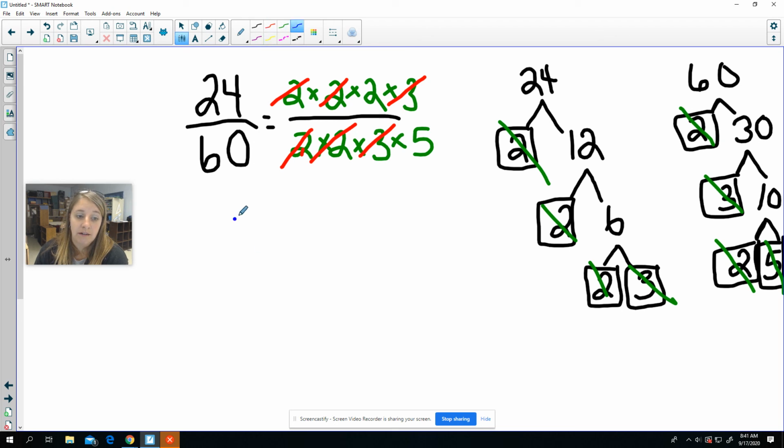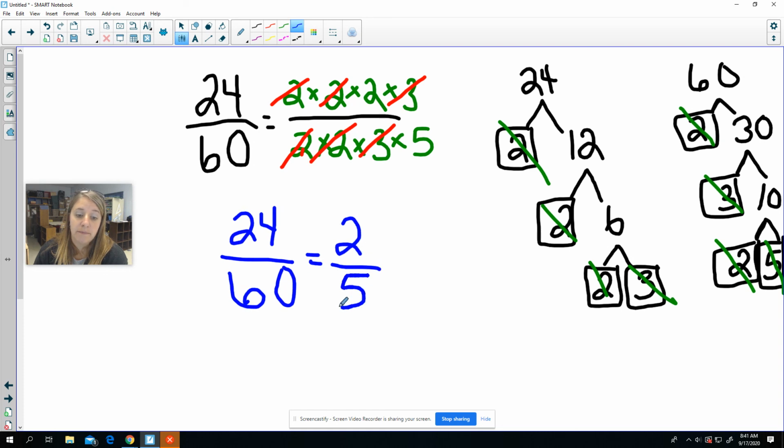So now I can go ahead and write my simplest form. 24/60ths in simplest form, I write over what's left. 2 is left over on top, and 5 is left over on the bottom. So 24/60ths equals the same thing as 2/5.